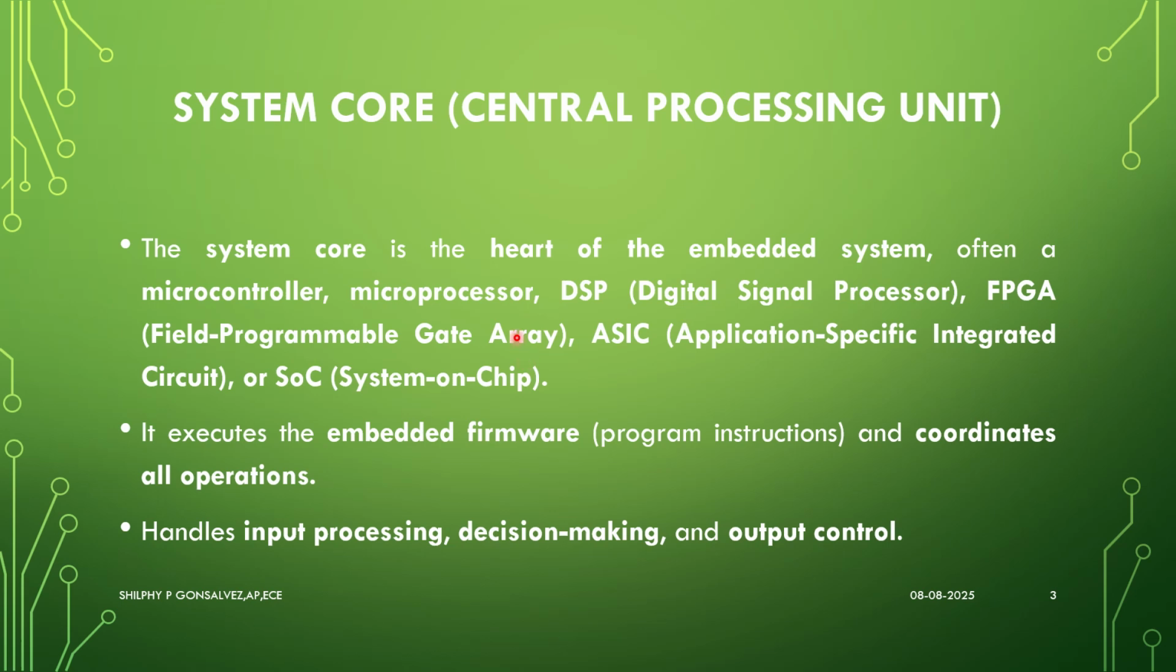Coming to the system core, which is the main part of the embedded system, we can say it is the heart of the embedded system. It can contain a microcontroller, microprocessor, digital signal processor, FPGA, ASIC or SoC, and it executes the embedded firmware and coordinates all the operations. Also, it handles the input processing, decision making, and output control.